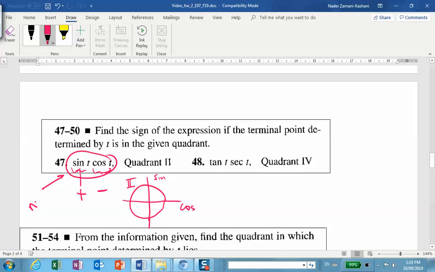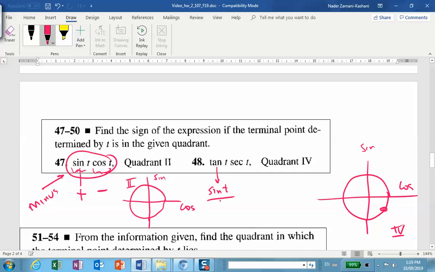Now let's look at this other one. It says the parameter t is in quadrant 4. Quadrant 4 is over here. Remember, this is cosine, and this is sine. It's somewhere here. Now, tangent is sine over cosine, and secant is 1 over cosine. So look at the algebraic sign of these things. If you have something here, cosine is positive, but the sine of t is negative. So this whole thing came out to be minus also. So that's how you do problems like this.